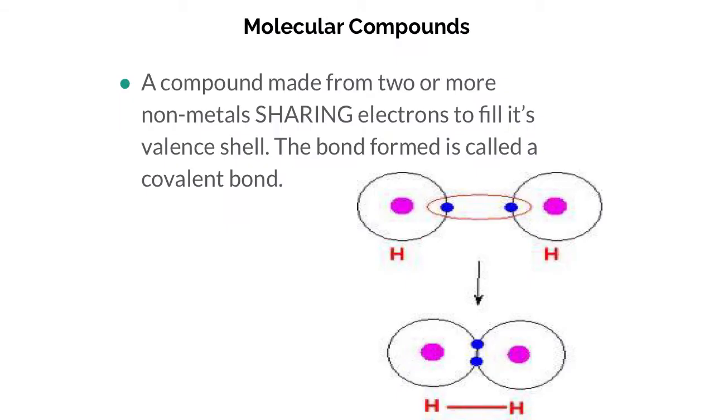Molecular compounds are compounds made from two or more nonmetals that are sharing their electrons to fill their outer valence shell. This bond that's formed is called a covalent bond. This is different than the ionic compounds we looked at earlier, where electrons were given and taken.